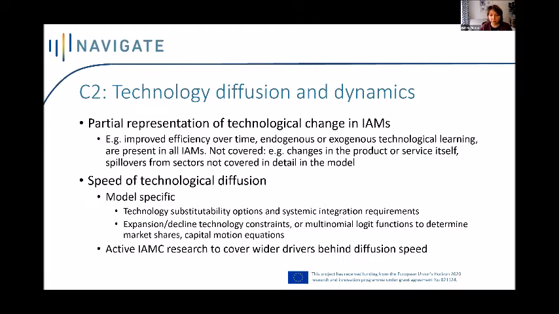Simulation IAMs use multinomial logit functions to determine market shares, or CGEs use capital motion equations. However, what we have been discussing in the paper is that the parameterization of these equations is a modeler choice. As a consequence, the models can explore and discuss the consequences of different diffusion rates on the wider system, but cannot provide insights into the limits of diffusion rates themselves. So, for example, what is needed to reach specific levels of technology deployment, for example, new infrastructure or changes in the supply chain or behavioral change. So there is currently quite a lot of active IAM research to cover wider drivers behind the diffusion speed. Not least, we're trying to include some empirical factors into the diffusion equations.